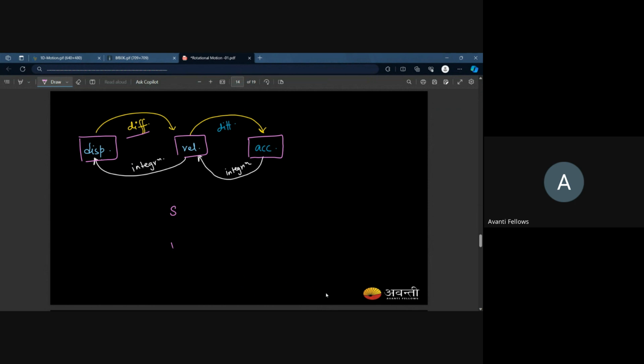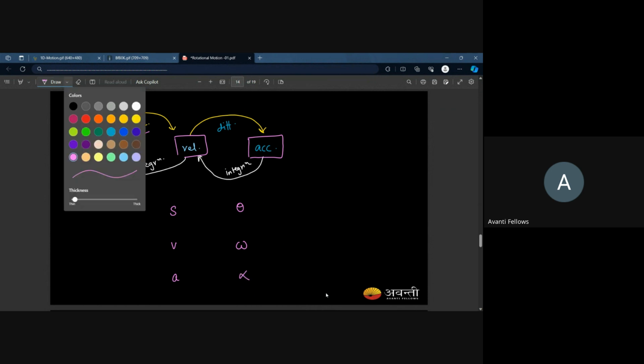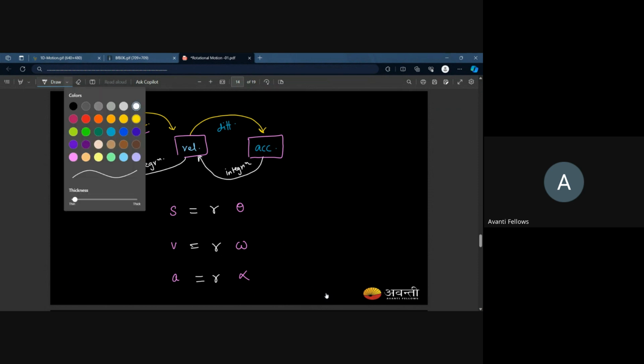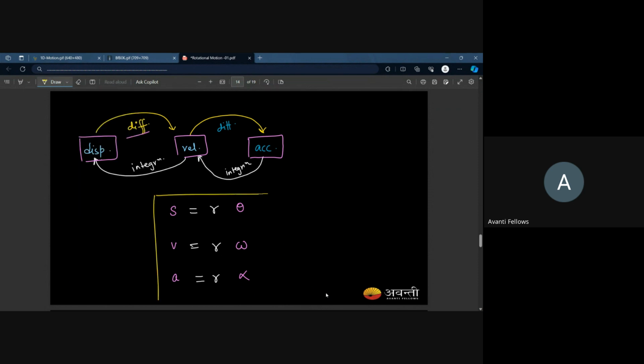Okay. This is your linear variable. This is your linear variable. And this is also your linear variable. This is an angular variable. This is an angular variable. And this is an angular variable. They are connected to each other with one thing, and that is s is equal to r theta, v is equal to r omega, a is equal to r alpha. Okay? But these things are only for circular motion. Okay?